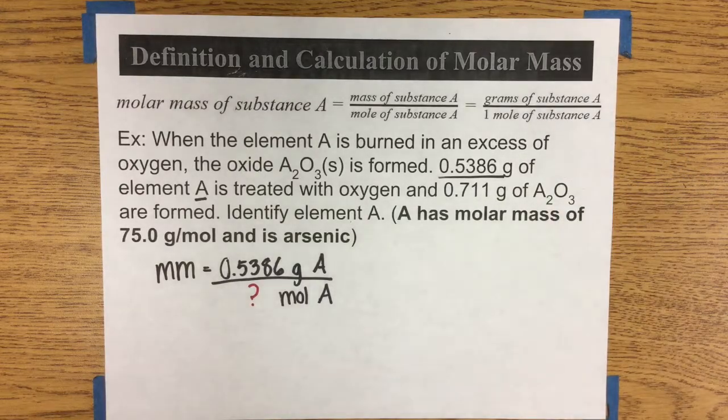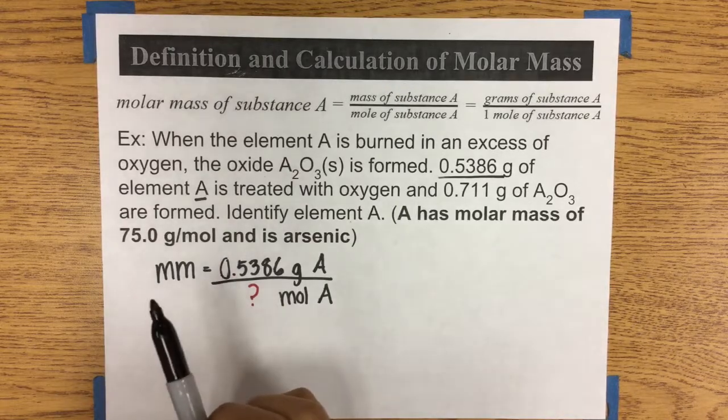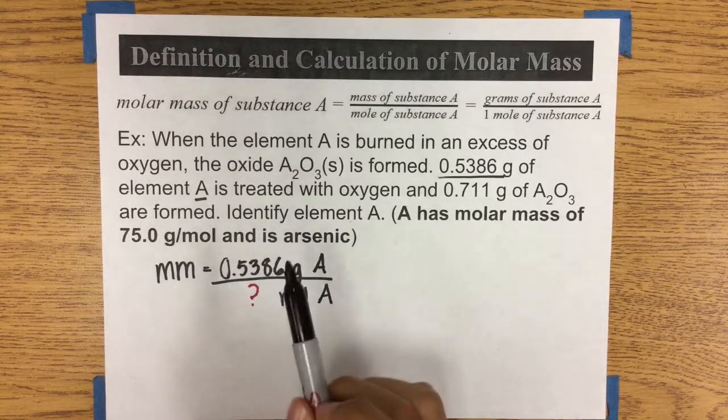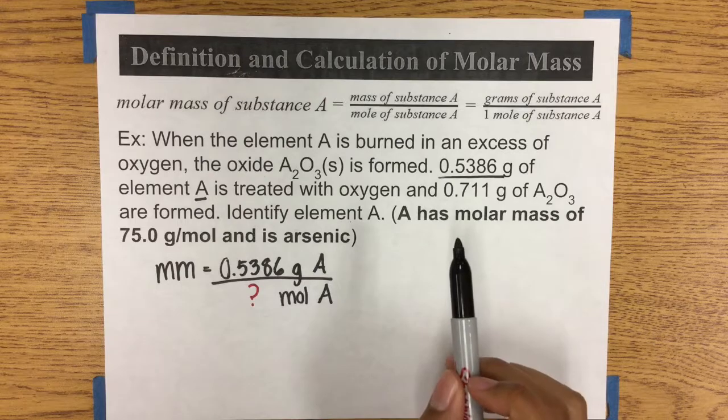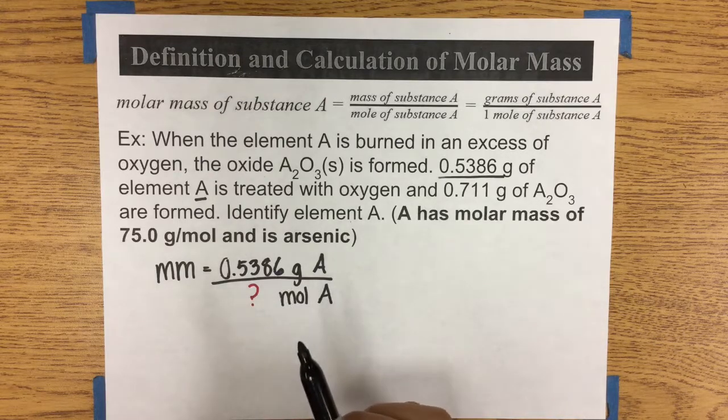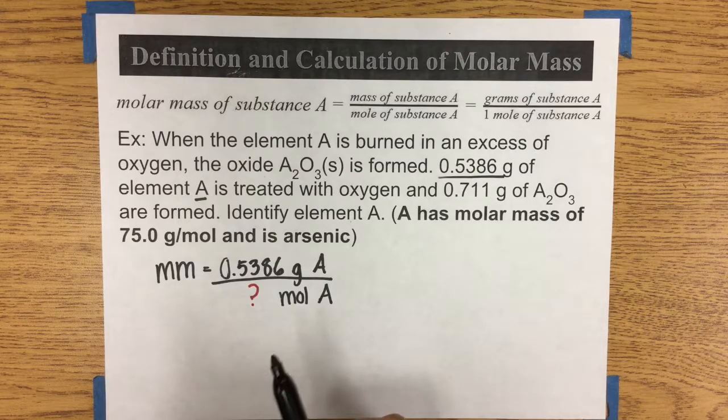So our example is: when the element A is burned in excess of oxygen, the oxide A2O3 is formed. 0.5386 grams of element A is treated with oxygen and 0.711 grams of A2O3 are formed. Identify element A.